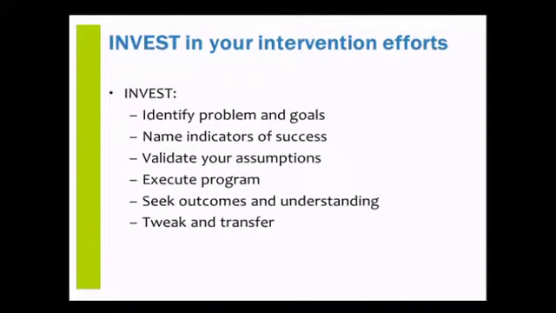So breaking down INVEST, I like acronyms and little meaningful jumpy words, so bear with me. But when we break down INVEST, step one, we're identifying what is the problem area and what are the goals that we have. Number two, we want to name indicators of success, what will tell us that our intervention is successful. Three, we want to validate our assumptions. We then want to execute our program. We want to seek outcomes and understanding, and then we want to tweak and transfer. Let me tell you what this looks like, and let me provide sort of an example as we go through this.